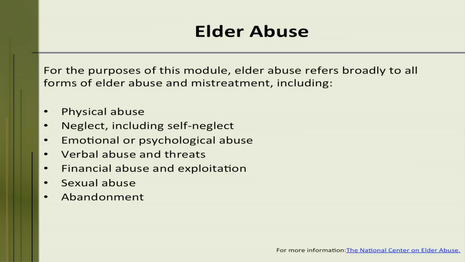So we'll begin with a definition of elder abuse. Elder abuse is the intentional maltreatment of an older adult which aims to do harm to that person. And there are different types of elder abuse that occur. There's physical abuse, there's neglect, which includes self-neglect and caregiver neglect. There's emotional and psychological abuse. There's verbal abuse and threats, financial abuse and exploitation. There's sexual abuse and abandonment. And you've received information on these different types of elder abuse in prior presentations.